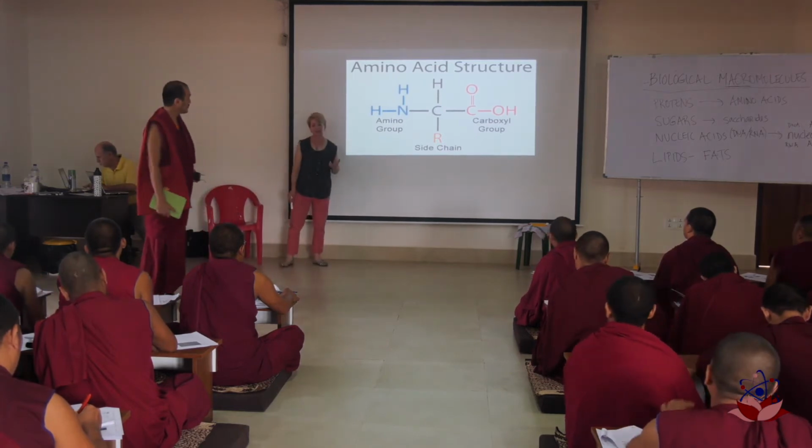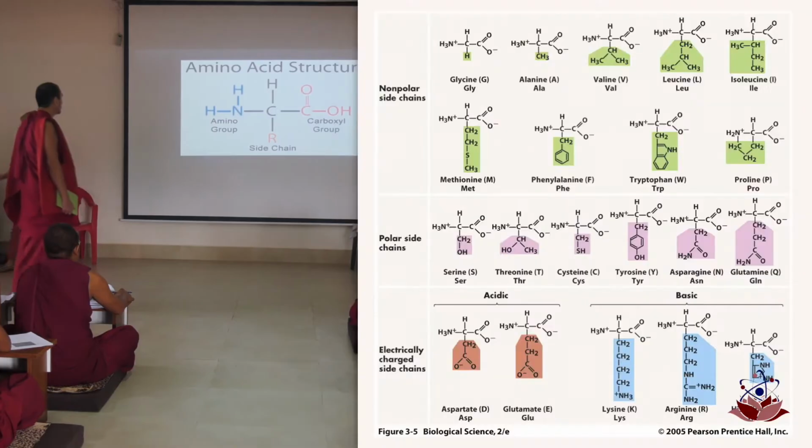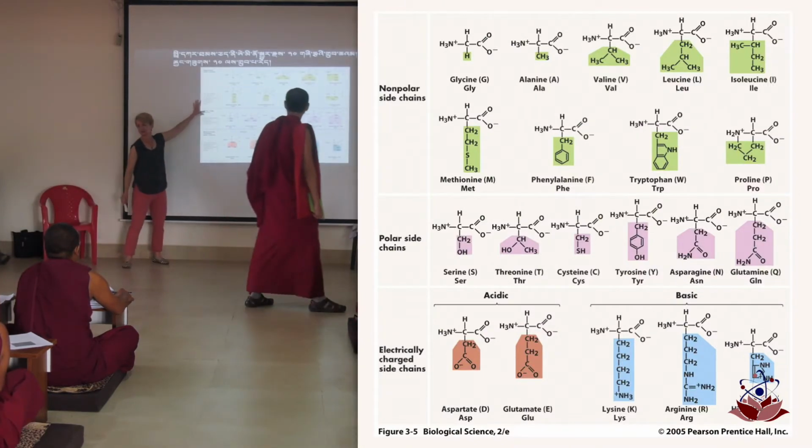So if we look at those 20 different amino acids, it reflects the 20 different R groups that we discussed yesterday.